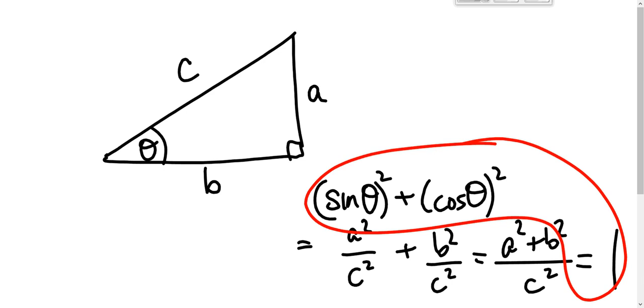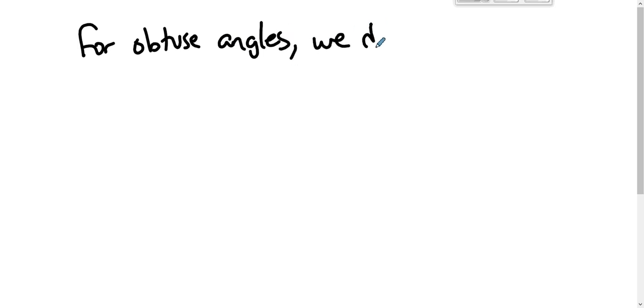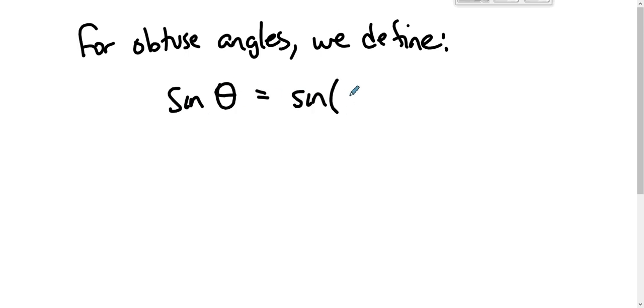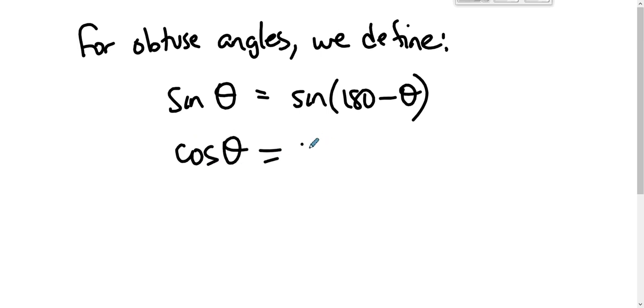Just a quick side note here. For obtuse angles, we define that the sine of theta is the sine of 180 minus theta, and the cosine of theta is the negative of the cosine of 180 minus theta.